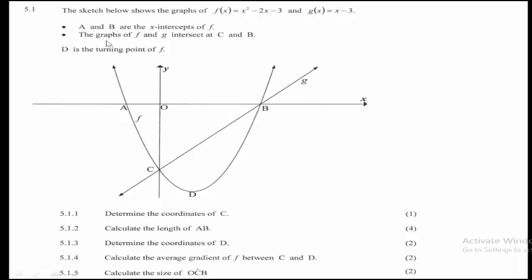Now they say the graphs of f and g intersect at C, somewhere there. They intersect somewhere there, and B somewhere there. So what happens is D is the turning point of this function here, and then we have the questions. Determine the coordinates of C.